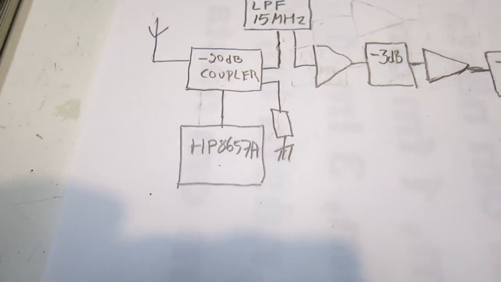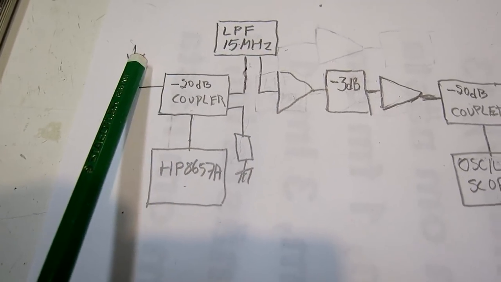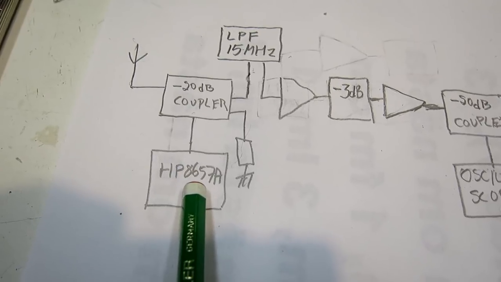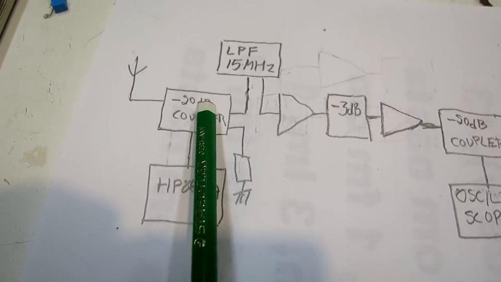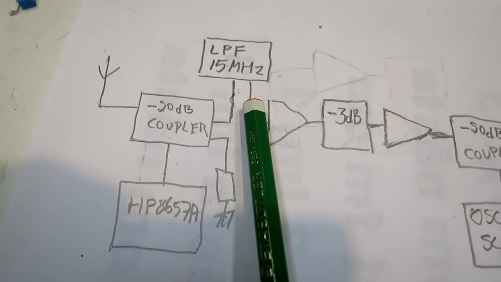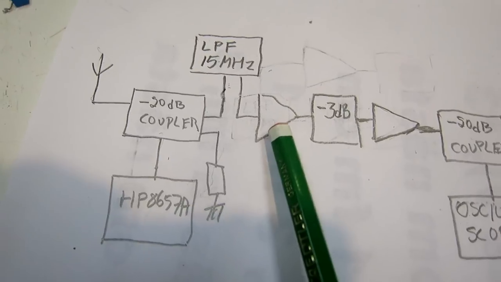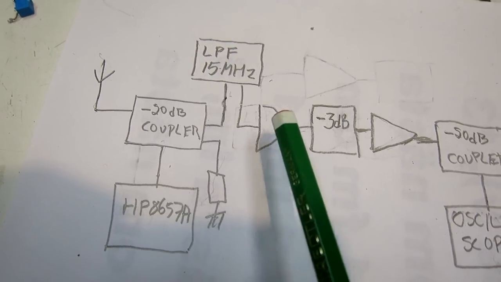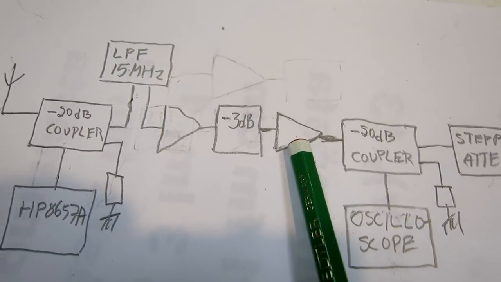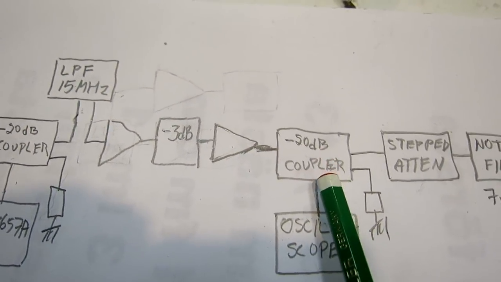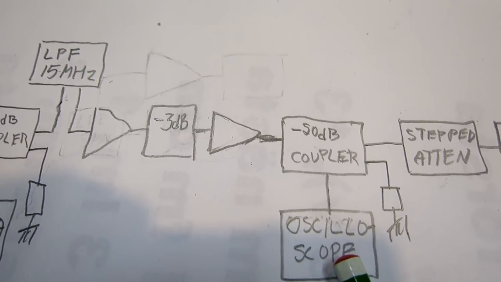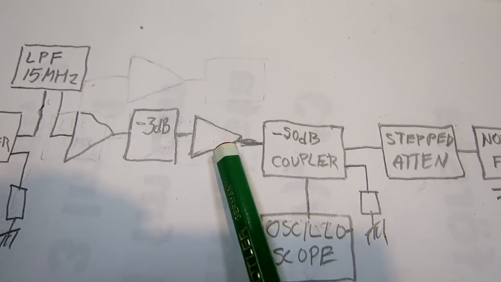Here is the setup. First, there is the antenna here. And after that, a 20 dB coupler that allows me to inject a signal from a signal generator here. And then there is a low-pass filter at 15 MHz. This is to prevent the local FM broadcasting from reaching the amplifiers. An amplifier and a 3 dB attenuator to not saturate the next amplifier here. And then a 20 dB coupler on which I connect an oscilloscope. That is to verify that this amplifier is not saturated.